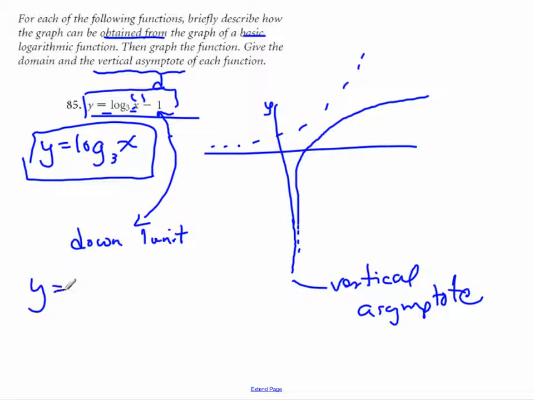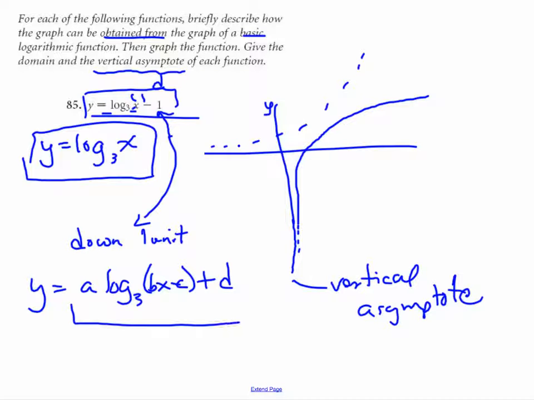Remember, this is where all those letters would be. Log base 3 of bx minus c, plus d. That would be sort of the general function. And my minus 1 is in the d spot. So I just would have to take this same graph that I've got and move it down 1. So it would probably look something like that. So everything would be moved down 1.